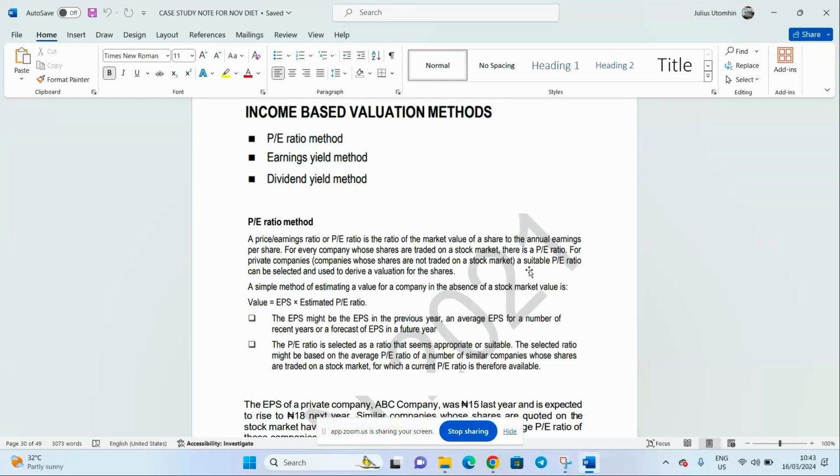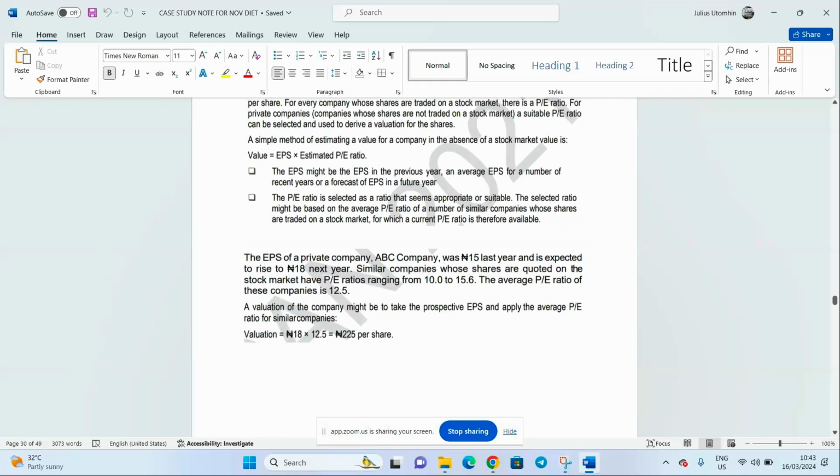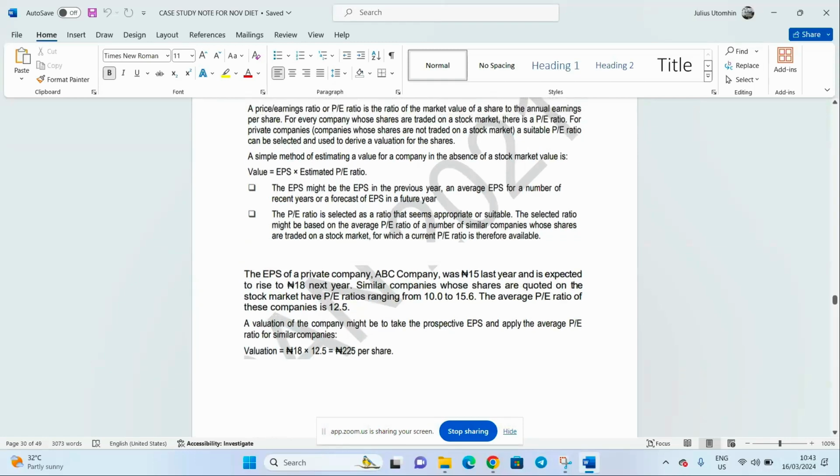used to derive a valuation for the shares. A simple method of estimating the value for a company in the absence of stock market value is: value is equal to earning per share times estimated price earning ratio. Are you with me? Now, illustration one. The EPS of a private company, that's earning per share of a private company, ABC, was 15 naira last year.